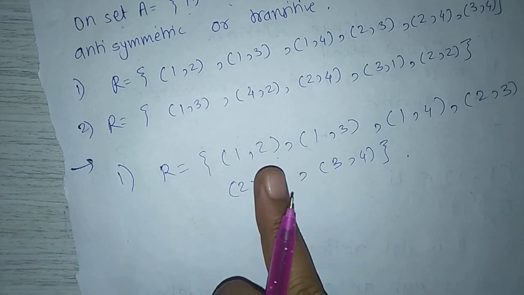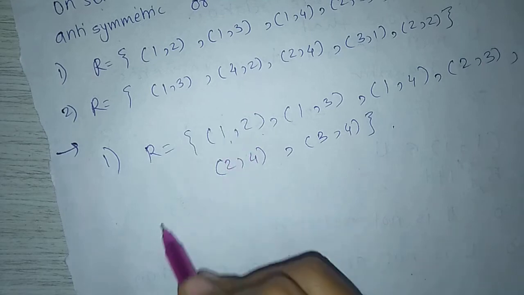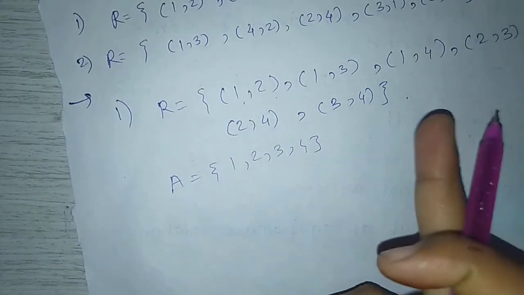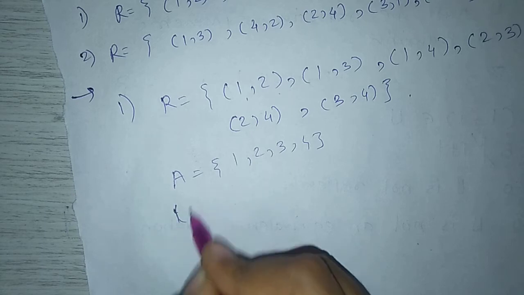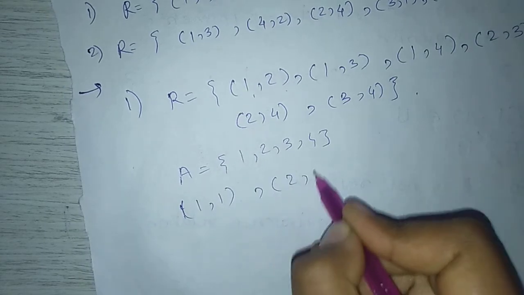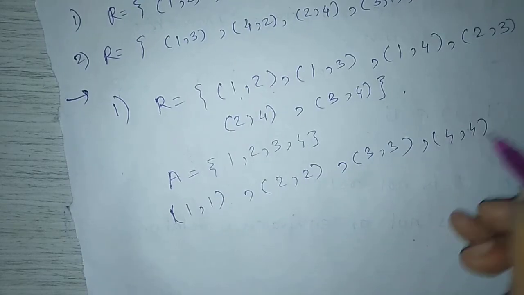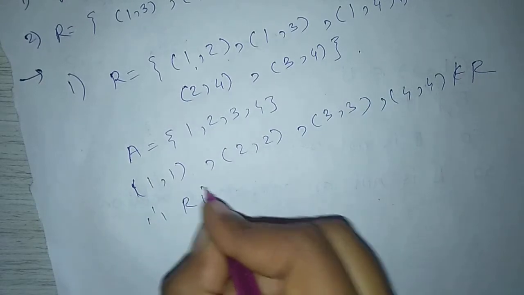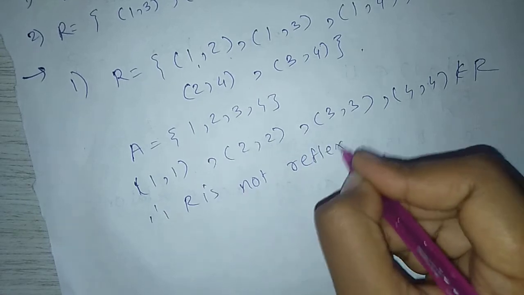For reflexive, A = {1, 2, 3, 4}. For reflexive, R must contain (1,1), (2,2), (3,3), (4,4). But (1,1), (2,2), (3,3), (4,4) do not belong to R. Therefore R is not reflexive.